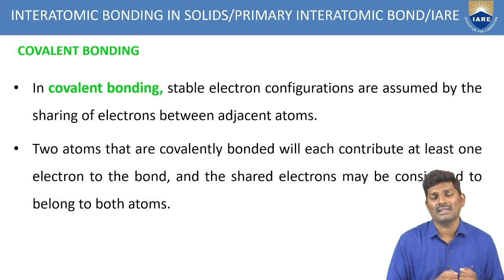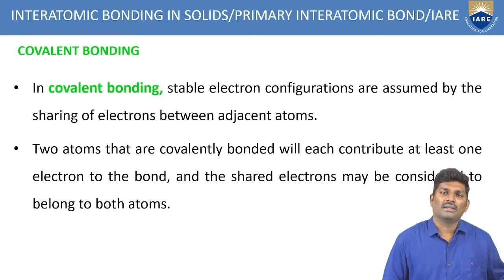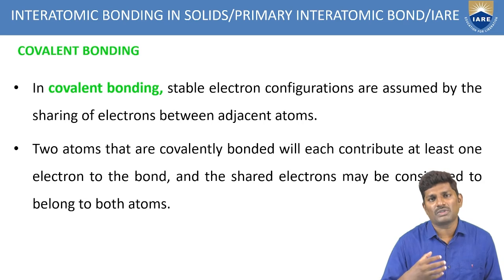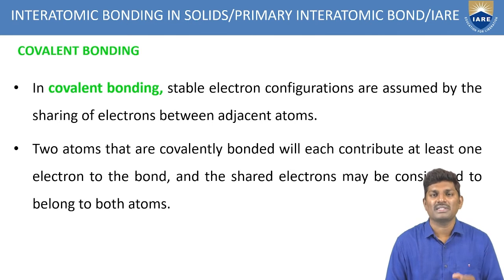So what is happening here? This atom again attracts another atom to form a good bond between the atoms. Now from these two covalently bonded atoms, at least one electron is being shared with the other, so that the shared electron is considered to belong to both atoms. So both of these atoms are sharing.